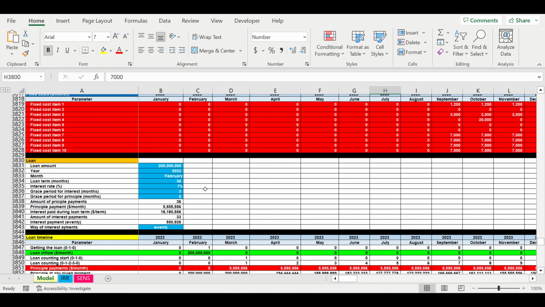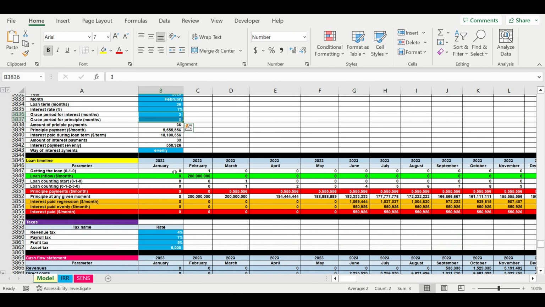Then we specify the loan, if we do have a loan: the amount, when we take it, the long term, interest rate, grace period for interest payments and principal payments, and how we pay the interest.